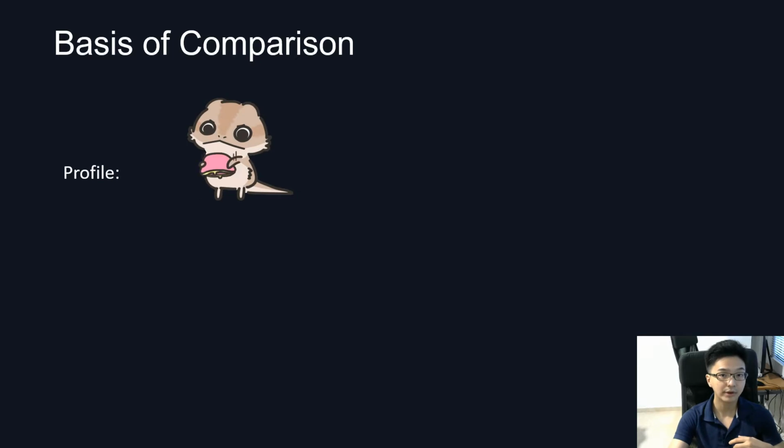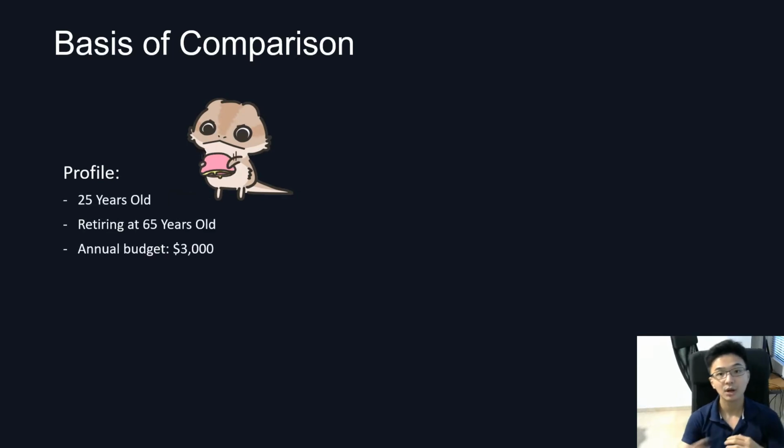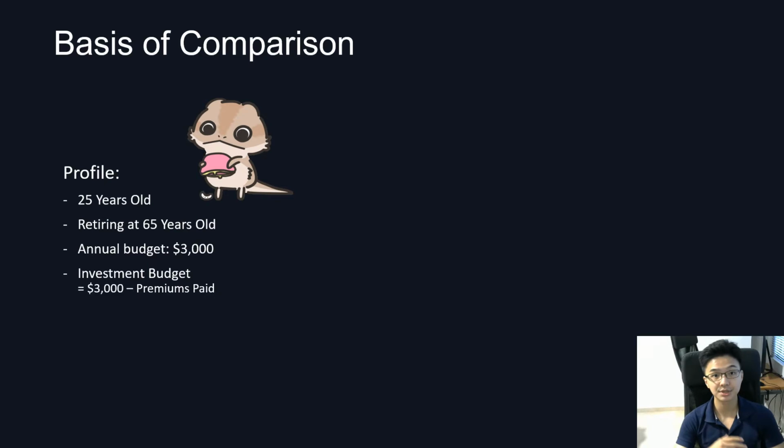Now, having said that, let's establish our parameters for the purpose of this exercise. The profile of our case study, let's just call him Jonathan, will be a 25 years old male who is not a smoker and works in an admin job. Just like most of us, he has plans to retire at the age of 65, which means that beyond that, he will not receive an active income. Right? His annual budget for his insurance purchase is set at $3,000 a year, of which whatever is left over will be used for investments.